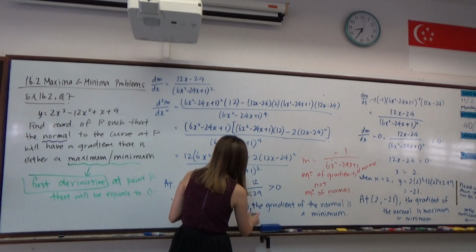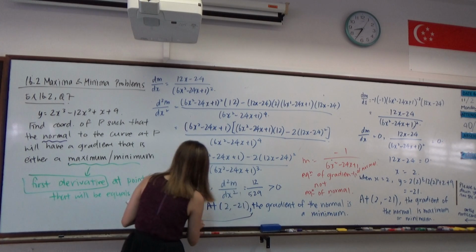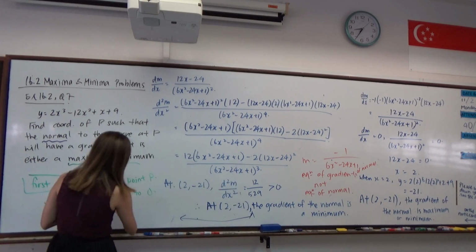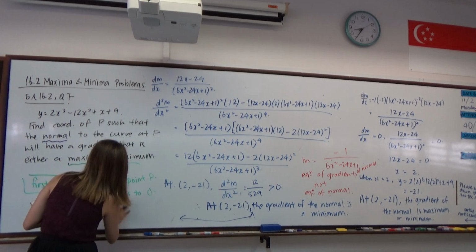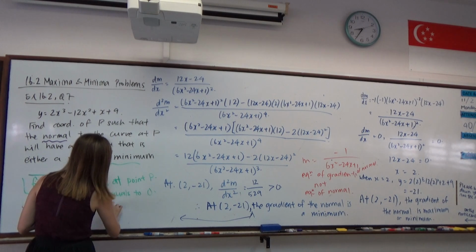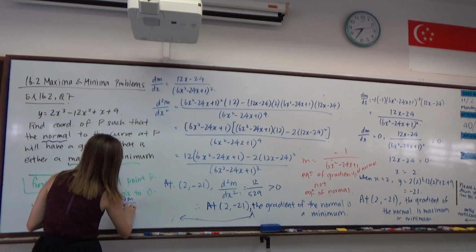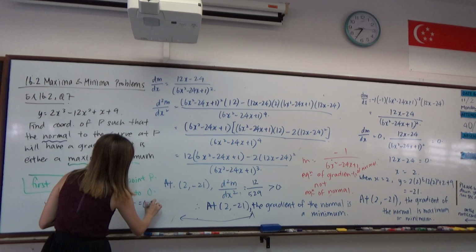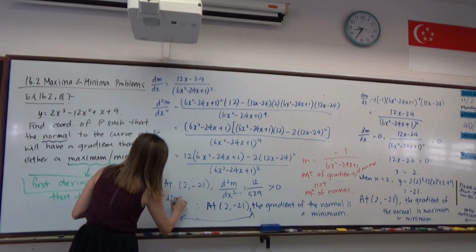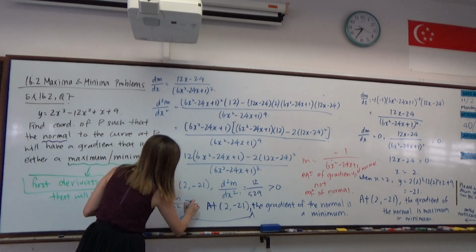Since at x equals 2, dm over dx equals 0 and d2m over dx squared is more than 0.